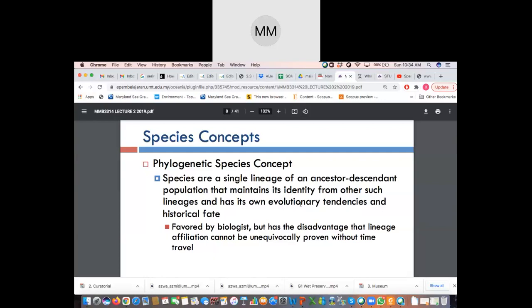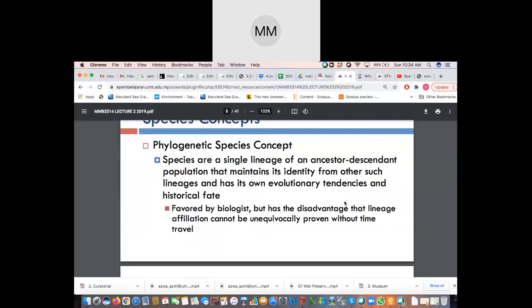And this one is sometimes better looked at in terms of the genealogy. So that's why you have all the different genetic markers. That one is able to tell the story better. So it is favored by biologists, but has the disadvantage that lineage affiliation cannot be unequivocally proven without time travel. So meaning to say that, again, phylogenetics is evidence-based. It's based on what evidence is available, but you cannot take it as the fact. That is why it's just a concept, okay?